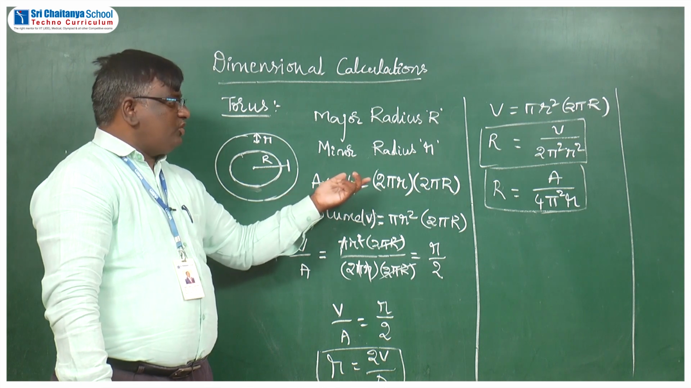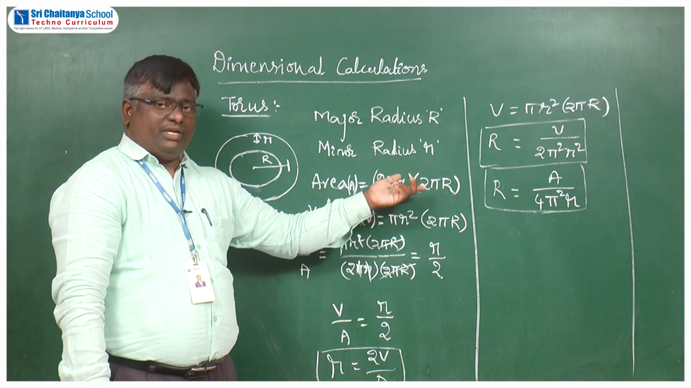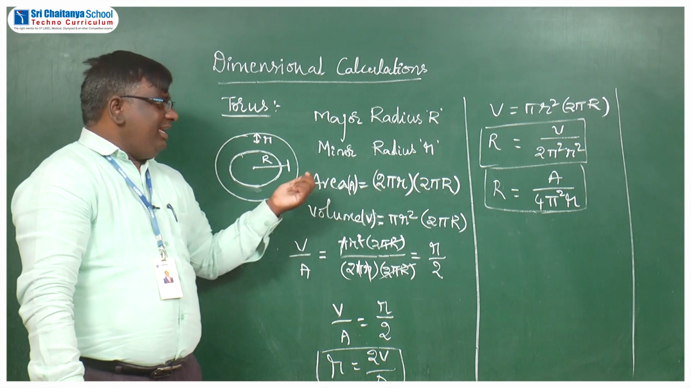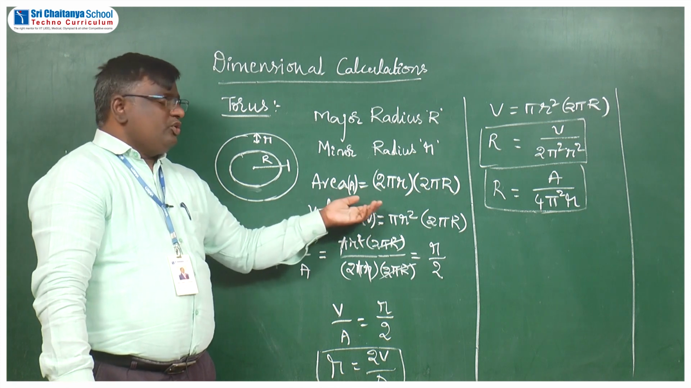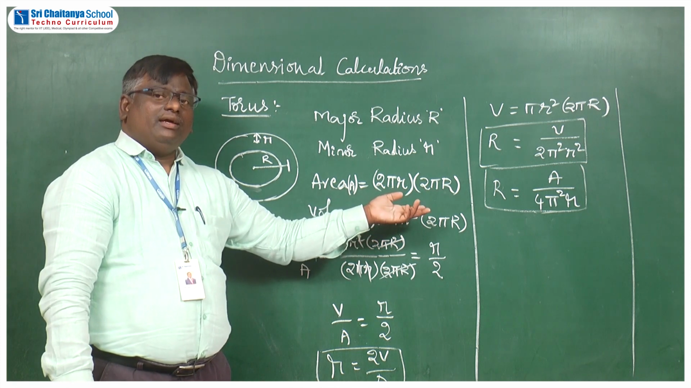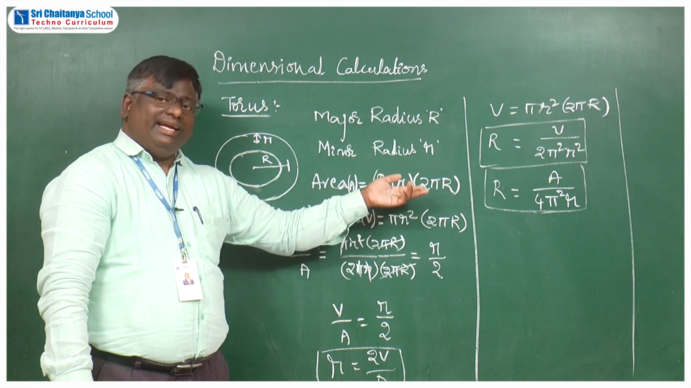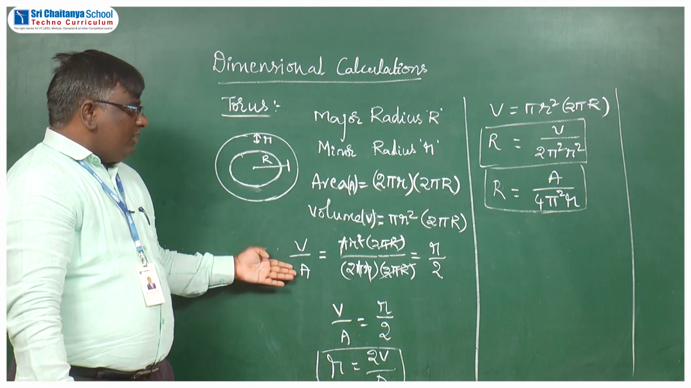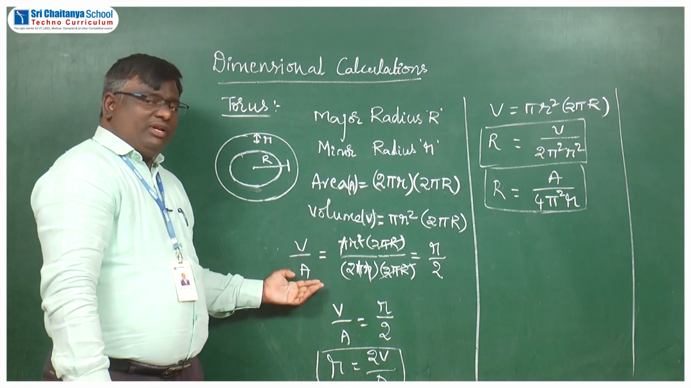A is equal to 2 pi r into 2 pi capital R. That is, 2 pi small r into 2 pi capital R. Similarly, the formula for volume is pi r square into 2 pi R. So, pi small r square into 2 pi capital R. If you do volume by area, what will you get? You can see the calculation here.